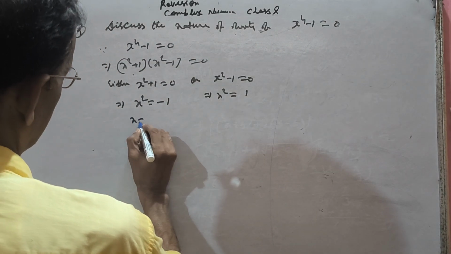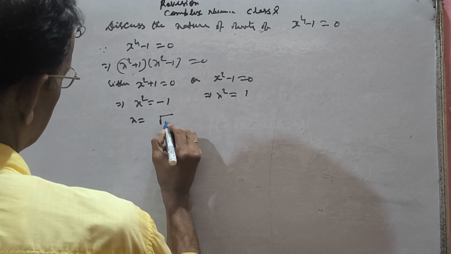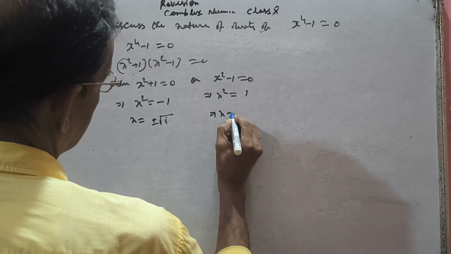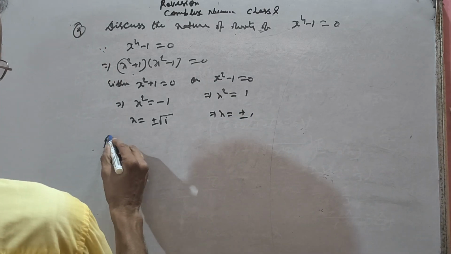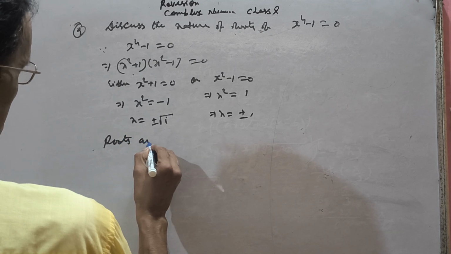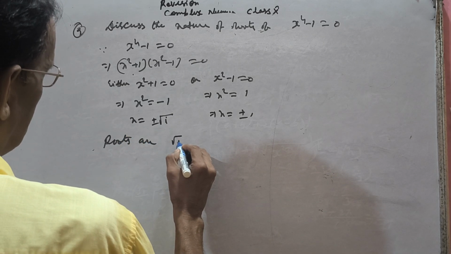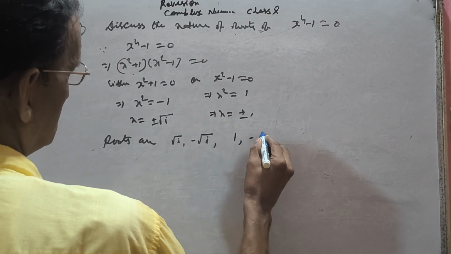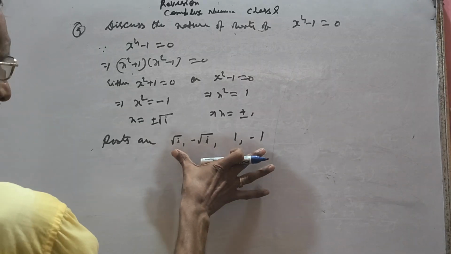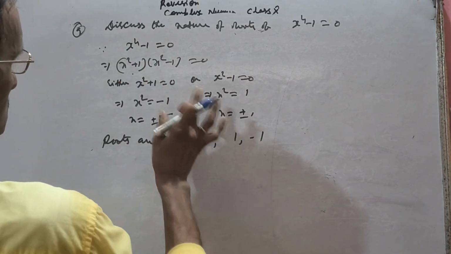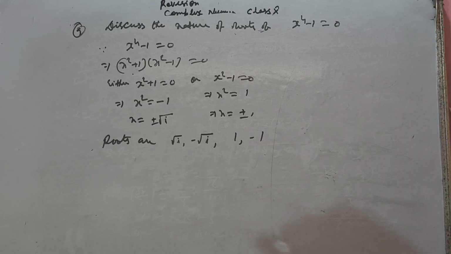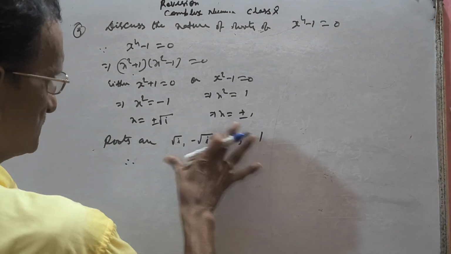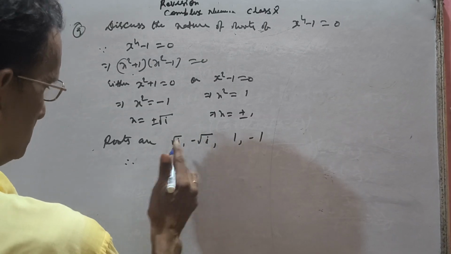So what is x equal to? Square root of -1 is plus or minus i. And what is x equal to here? Plus or minus 1. So what are the roots? The roots are i, -i, 1, -1. So there are 4 roots. Obviously there will be 4 roots, because this is an equation of degree 4. But out of these 4 roots, 2 roots are imaginary.